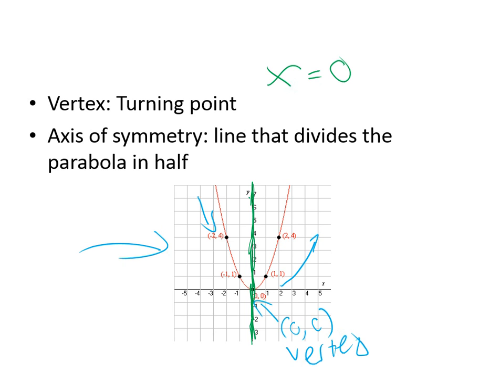So the distance from the axis of symmetry to this point is the same as the axis of symmetry to the one across from it. So those two are the exact same points, or exact same lengths.